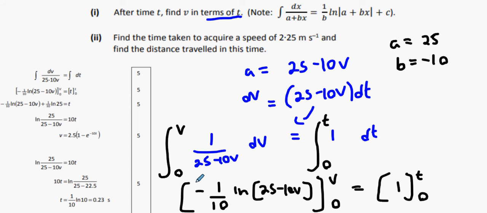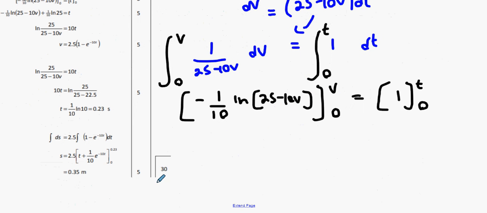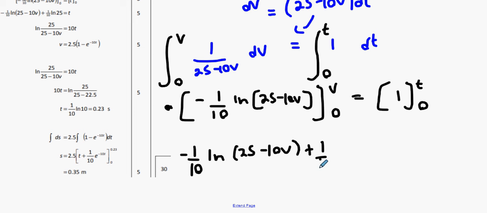Now let's keep going down. And we go minus 1/10 ln 25 minus 10v. I have to count the 0 as well, don't I? It's going to be minus minus, a double minus. So it's going to be plus 1/10 ln 25. Is that alright? And that will equal, when I integrate 1 I get t. And it's going to be equal to t.